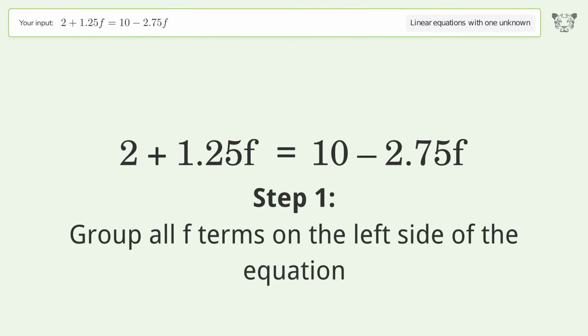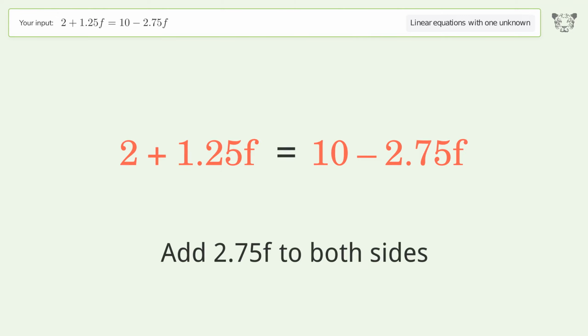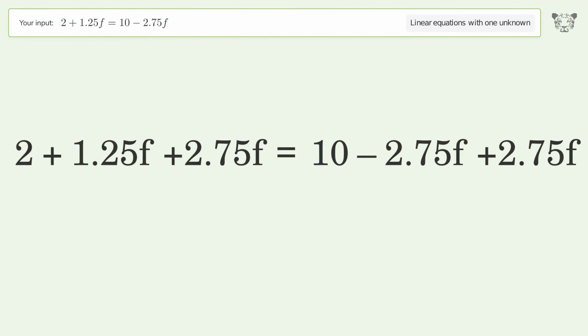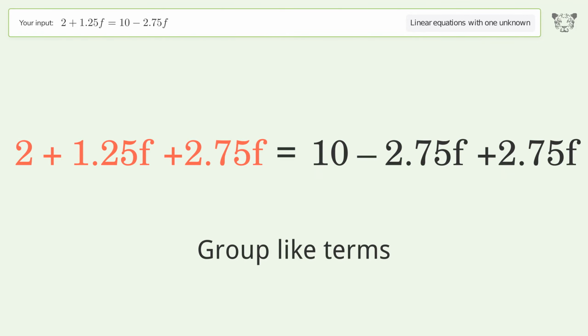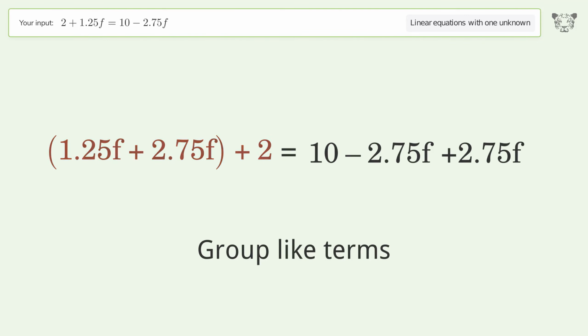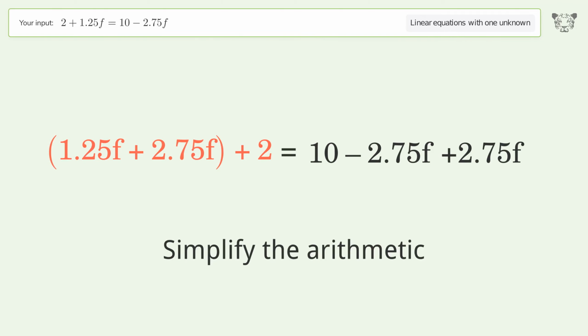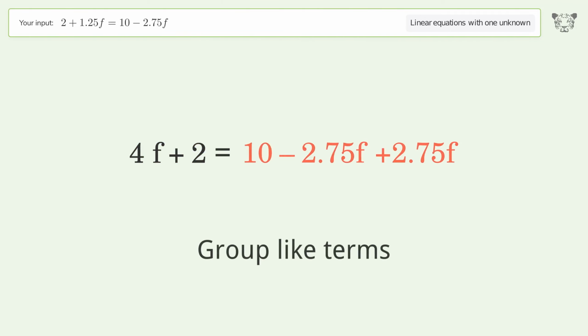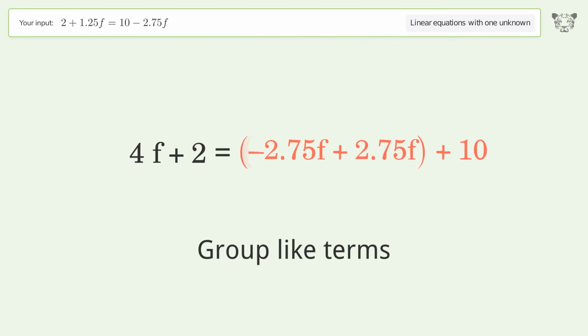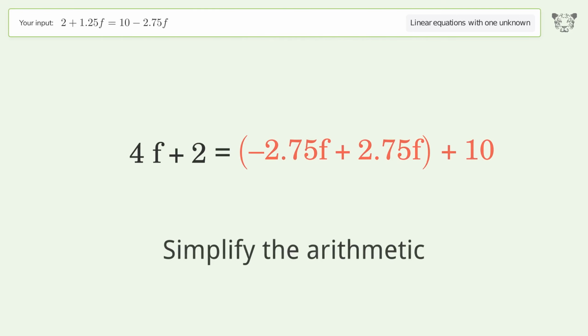Group all f terms on the left side of the equation. Add 2.75f to both sides. Group like terms. Simplify the arithmetic. Group like terms. Simplify the arithmetic.